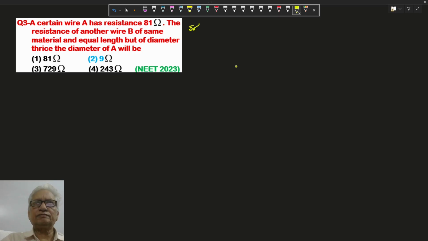In this question, a wire has a resistance of 81 ohm. What is the total resistance of another wire B of the same material and same length but with diameter thrice? Here for wire number 1, A, the resistance will be rho, the resistivity, which is the same because the material is the same.